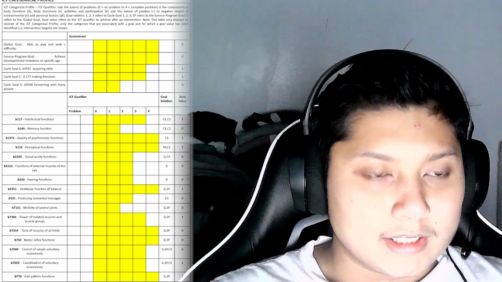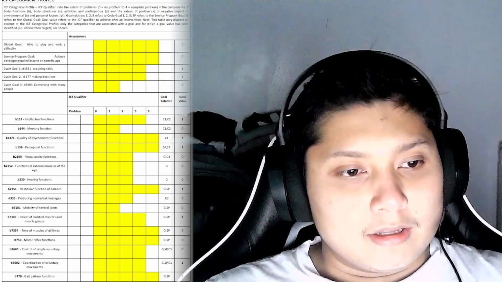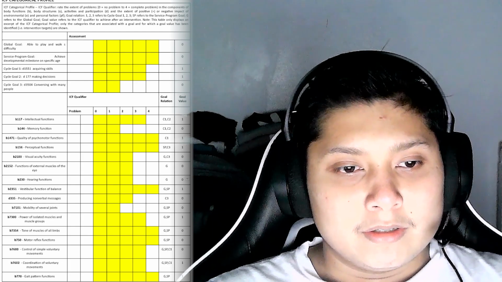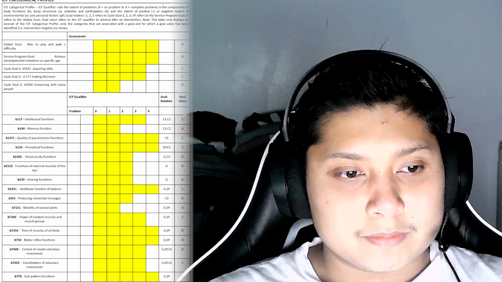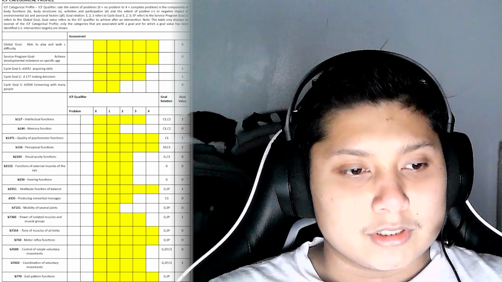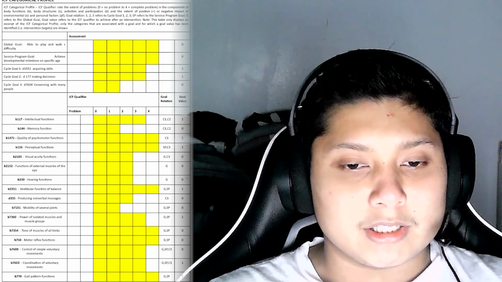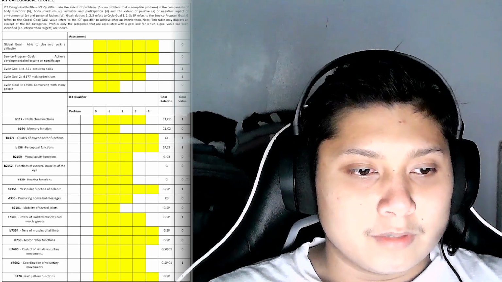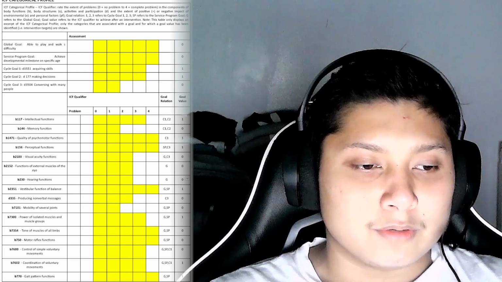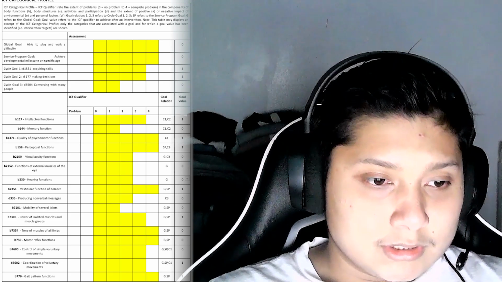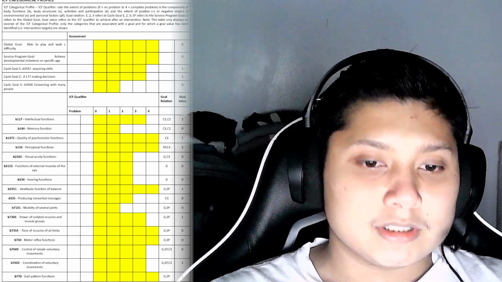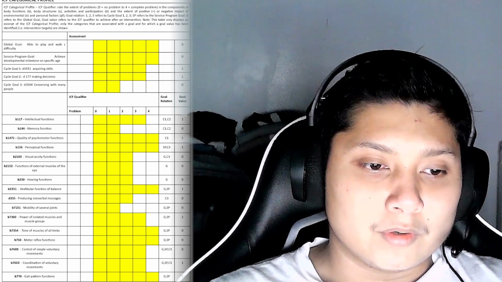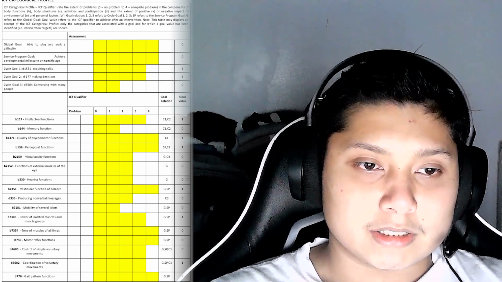So for the ICF categorical profile, the global goal is to be able to walk and play without difficulty. It's graded 0. The service program goal is to achieve developmental milestones at a specific age, also graded 0. For cycle goal 1, which is D1551, acquiring skills, is graded as 1. Cycle goal 2, which is D177, making decisions, graded as 1. Cycle goal 3, which is D3504, conversing with many people, is graded as 0.